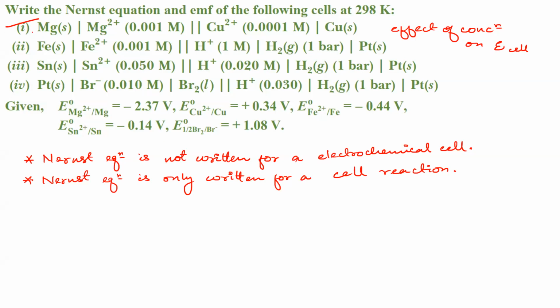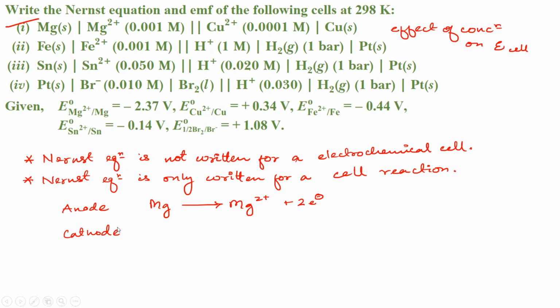Let us look at the first question and see what is happening at the anode. At the anode, we get Mg, which is getting converted into Mg2 positive plus 2 electrons. Is that right? Yes or no? Now, what is happening at the cathode?